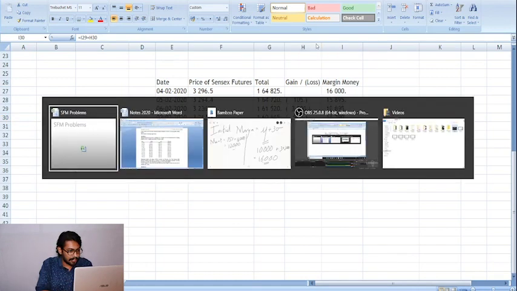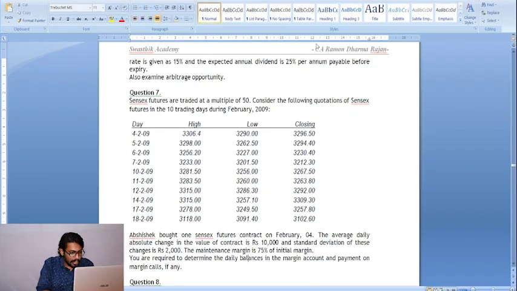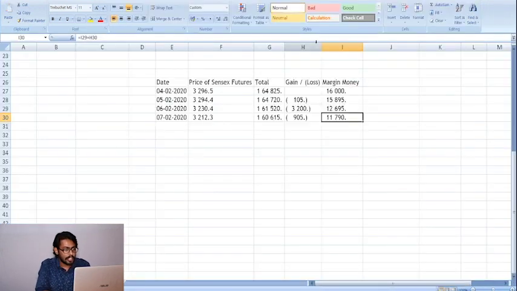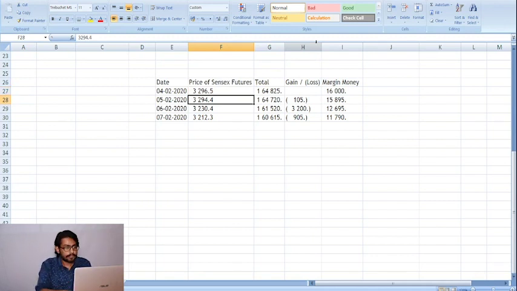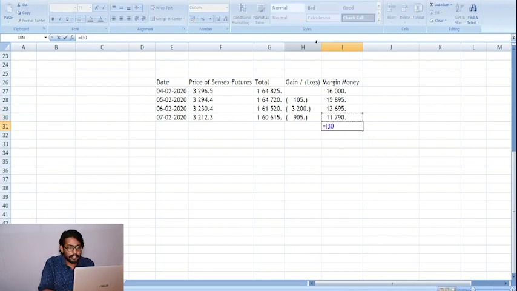Okay, what is asked in the question? You are required to determine the daily balance in the margin account and payment on margin calls, if any. So you started off with a margin money of 16,000. On day one, you incurred a loss of 105 rupees, when your price fell from 3296.5 to 3294.4 and your total became 1,64,720. Your margin money fell that much. The minute it falls below 12,000, you have to bring it back to 16,000.